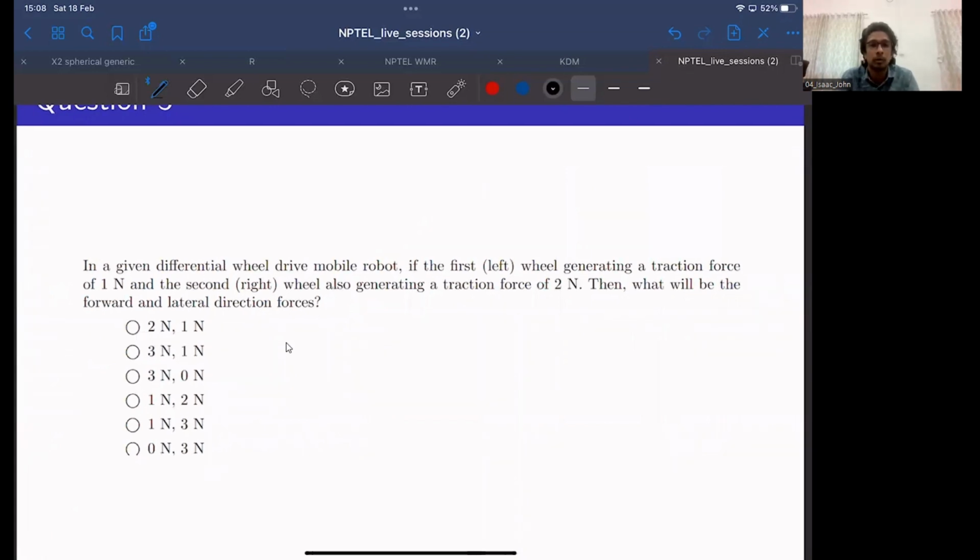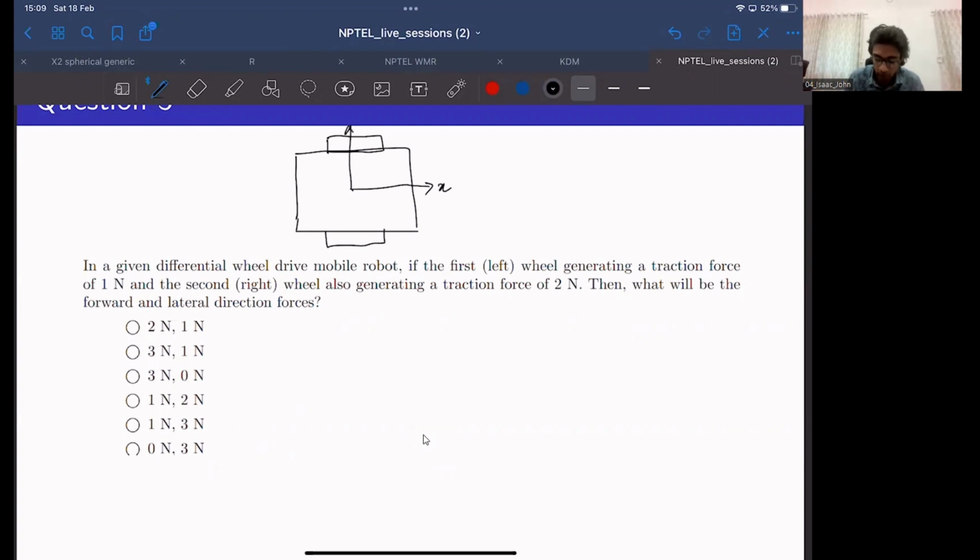So moving on to the third problem, it says a given differential wheel mobile robot, if the first wheel is generating a traction force of 1 newton and the second wheel is generating a traction force of 2 newtons, then what will be the forward and lateral direction forces? If you can recall, a differential wheel robot would be of this configuration: the robot chassis along with 2 wheels driven independently.